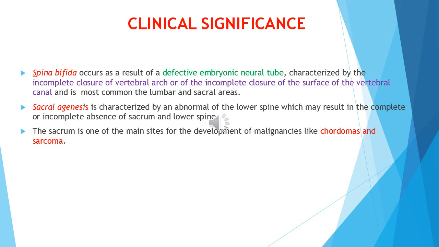And sacral agenesis is characterized by an abnormality of the lower spine, which may result in complete or incomplete absence of the sacrum and lower spine. So that is sacral agenesis, where there is complete or incomplete absence of the sacrum, and an abnormal lower spine will be there. And the sacrum is one of the main sites for the development of malignancies like chordoma and sarcoma.